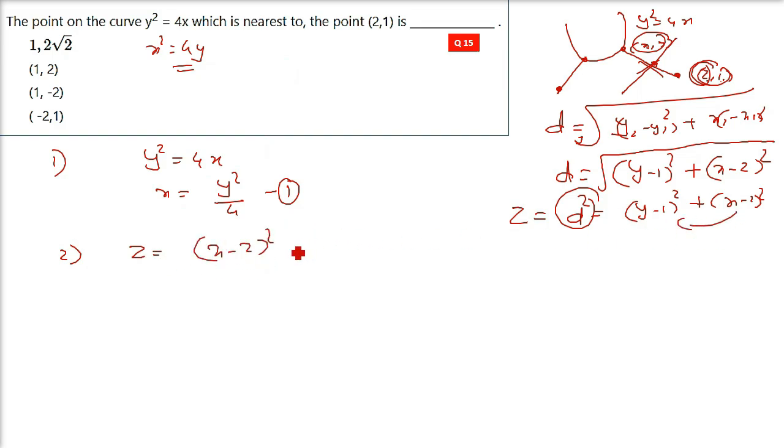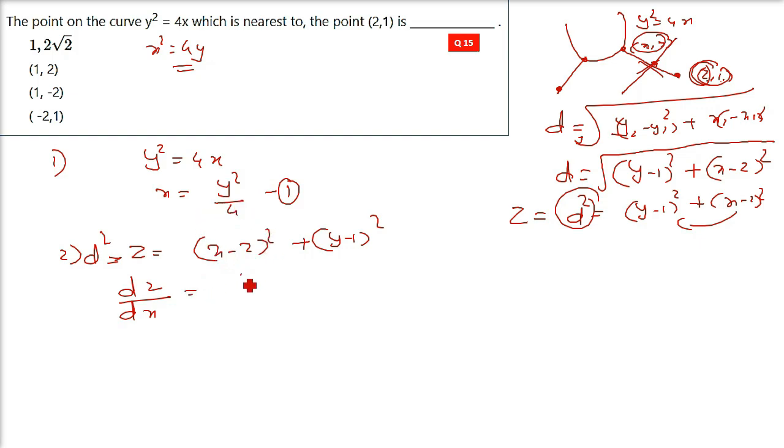Don't worry about if we have squared, what will happen? Nothing will happen. The things will remain same. This is the logic. So once you have this z equals to x minus 2 whole square plus y minus 1 whole square, this differentiation will be dz by dx. So when you differentiate this, what do you get? X minus 2 whole square plus y minus 1 whole square.